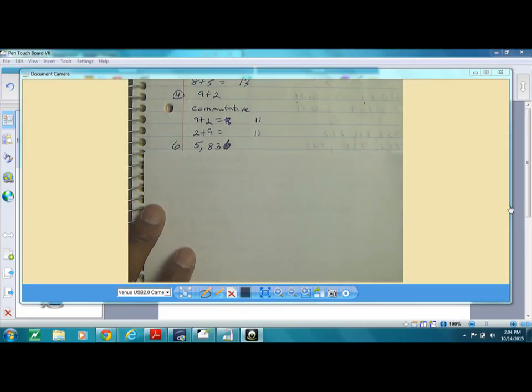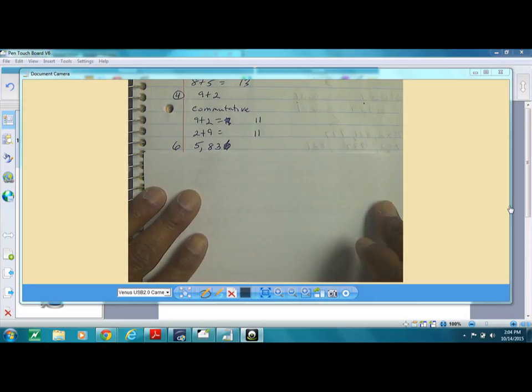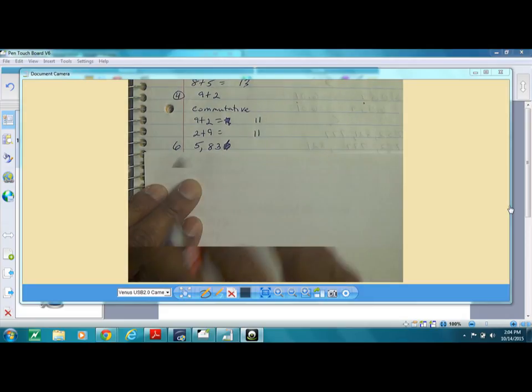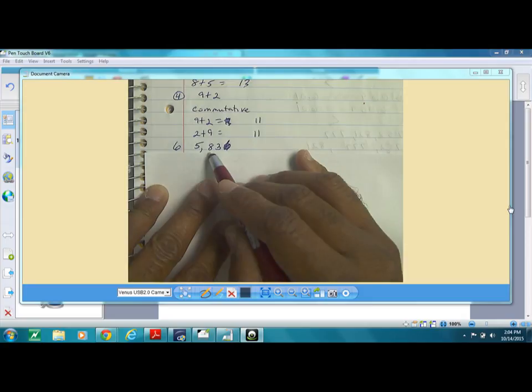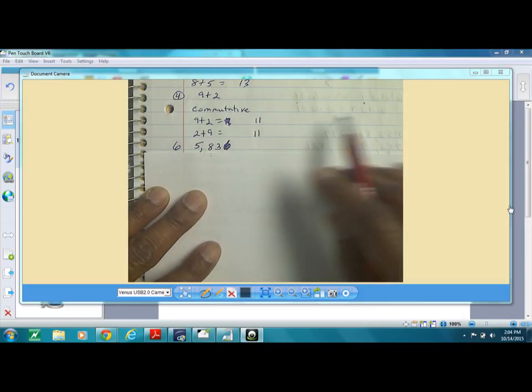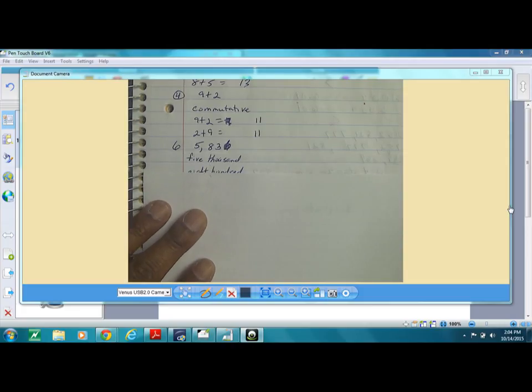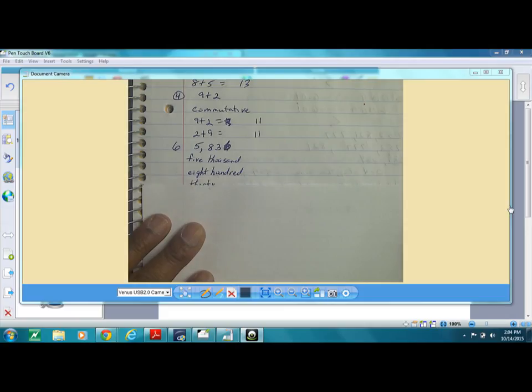Now we're going to move on to problem number 6. In your book, problem number 6 says, write the number using words. So there is a 5 in the thousands place, an 8 in the hundreds place, a 3 in the tens place, and a 6 in the ones place. So as we get ready to write those in words, that's 5,836.